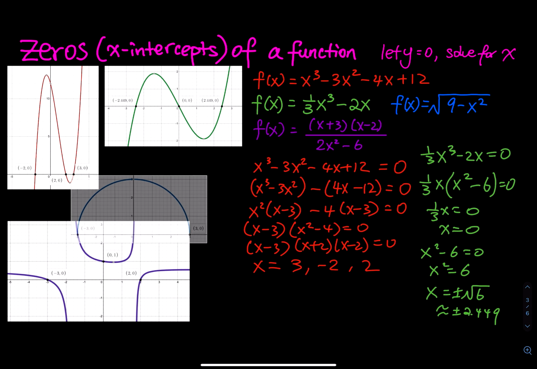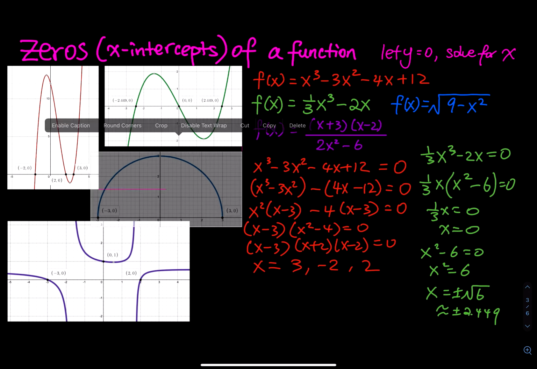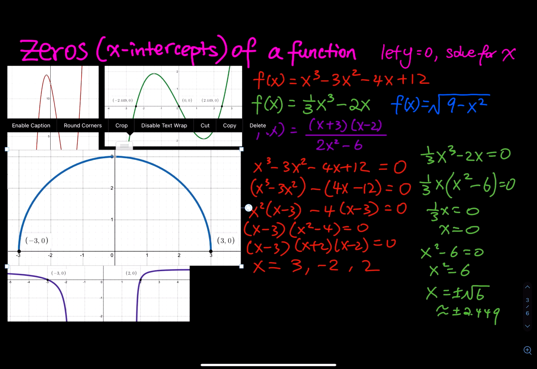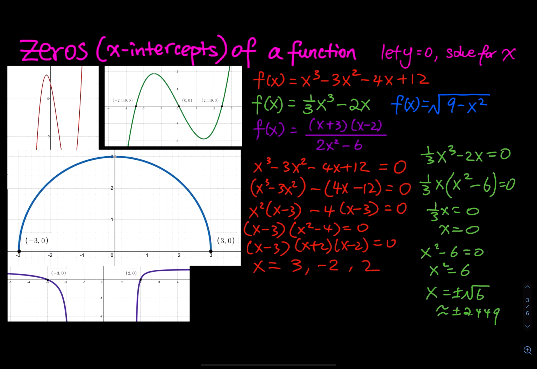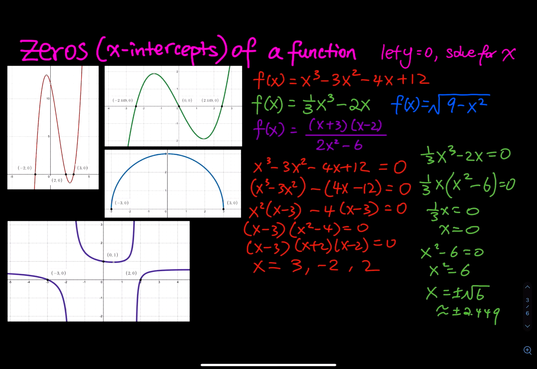So the blue picture, we have the blue picture right here, and this is a semicircle. So the function is f of x equals the square root of 9 minus x squared. All right, so we have a -3 and a +3. Okay, so match the color first. We have the square root of 9 minus x squared equals 0.